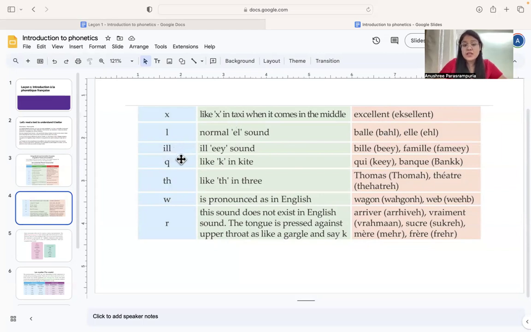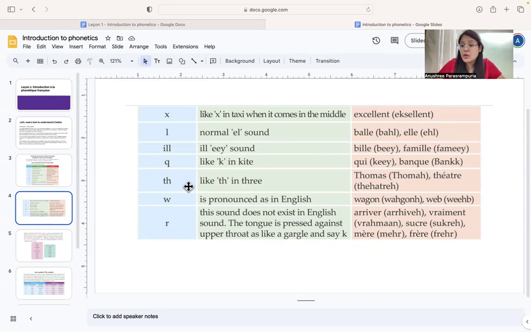ILL has an ee sound. Remember, not two L's when ILL is together. So for example, this is bière, and famille. We don't say this as fa-mil, no. Famille. Q has a k sound as in kite. For example, qui. And this is banque. And so on and so forth.